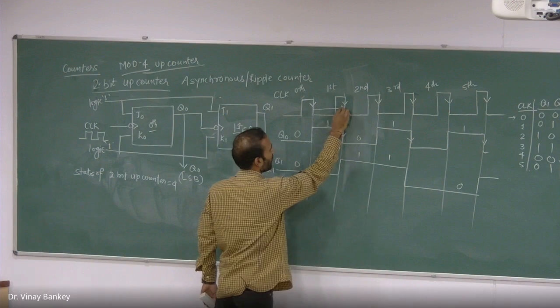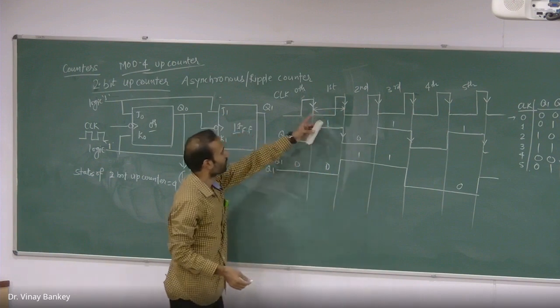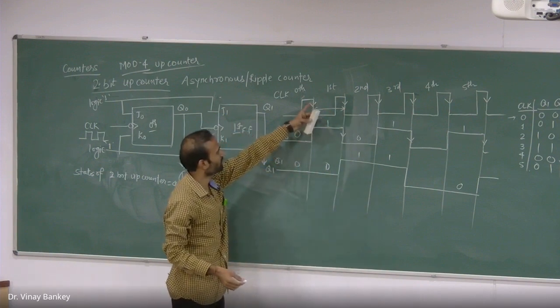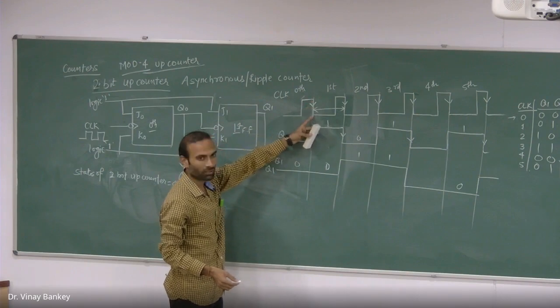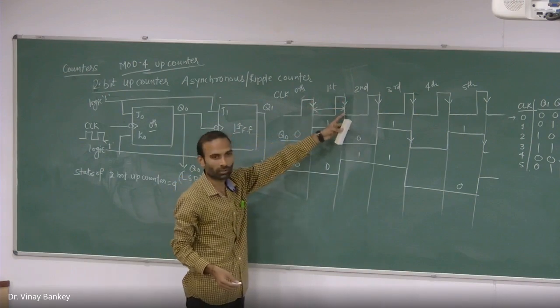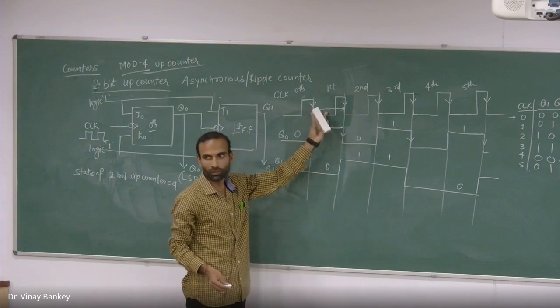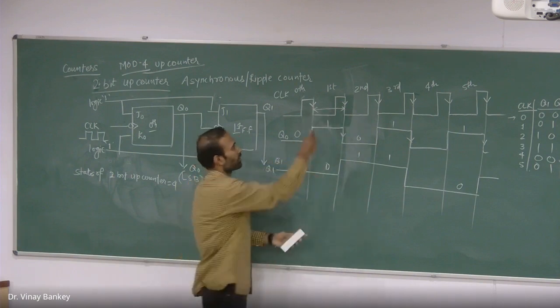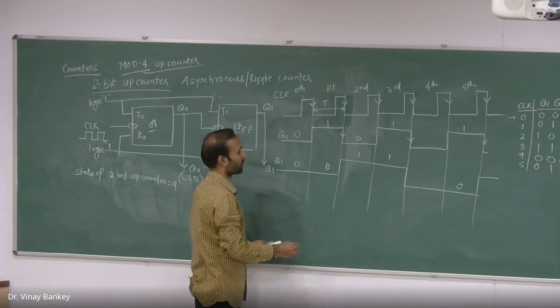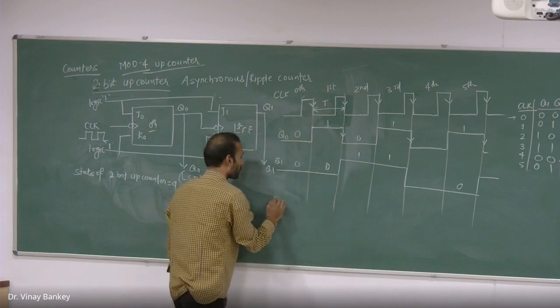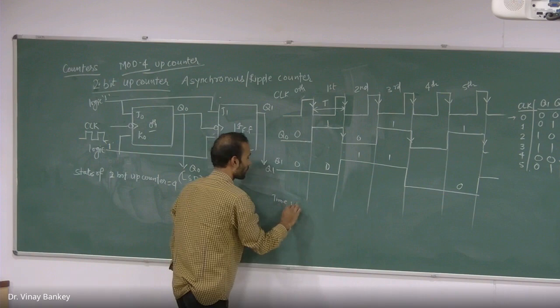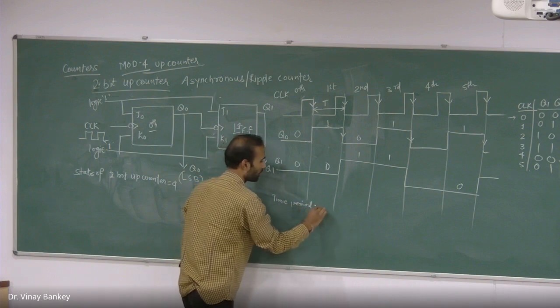So this will be the time period, because here the clock pulse has the negative edge. Again, here it has a negative edge. It means this pattern is repeating after this much time. So what is the time period of this clock pulse? Let's suppose t. So the clock pulse has the time period which is equal to t.